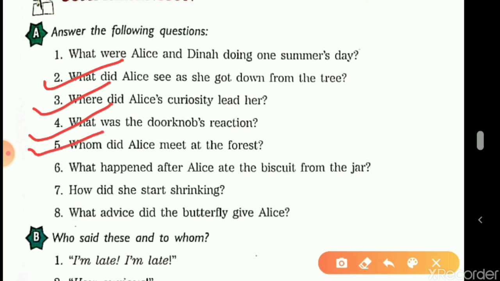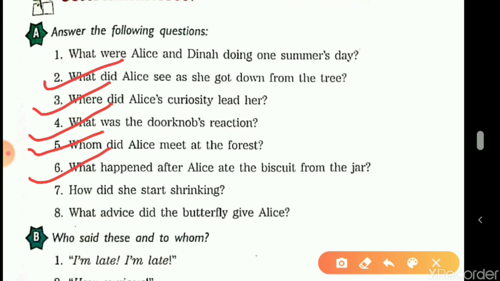Question number 5. Whom did Alice meet at the forest? Answer 5. Alice met two fat little men, Tweedledee and Tweedledum, at the forest.